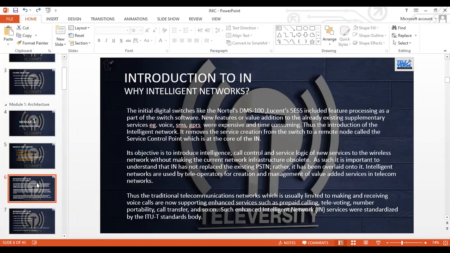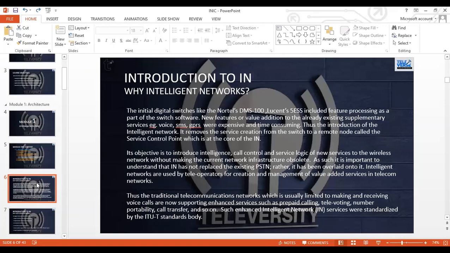So just know that the value added services have been taken away from the existing switch and placed in a database which is called the SCP or the IN, and is now managed separately from the switch, more or less.